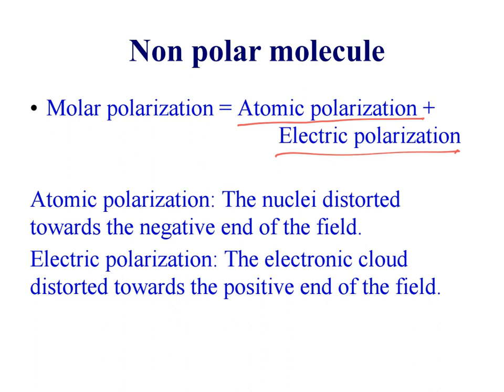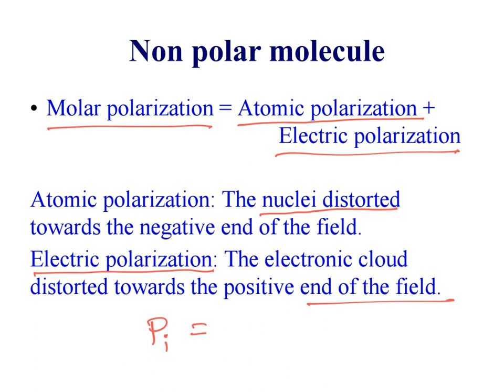Atomic polarization is the positive charge of the nuclei distorted toward the negative end of the field, and electronic polarization is the electron cloud distorted toward the positive end of the field. Both we call induced polarization. So this total summation we call the molar polarization of a non-polar molecule. Generally, this entire term we represent as P. P means polarization; here we are representing the induced polarization.